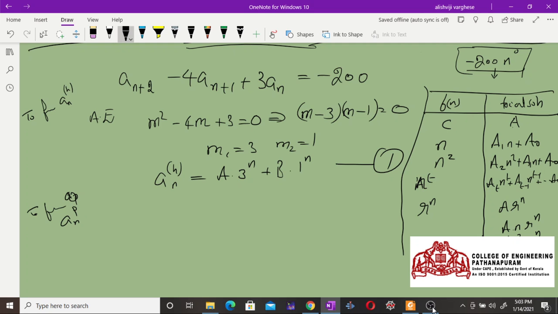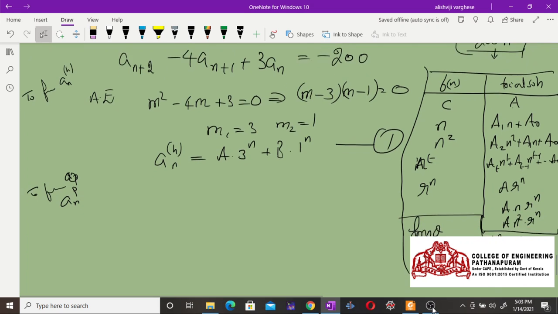Or if f of n is a function of sine n theta and cos n theta, where theta is a constant, then the trial solution is a combination of sine n theta and cos n theta. So that's our trial solution.